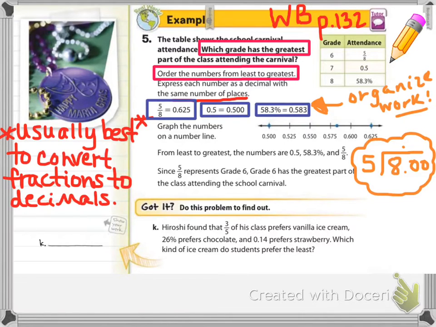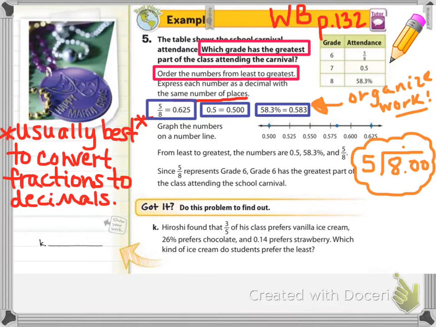So in this case, it would be easiest to change all three numbers to a decimal and then make sure the decimals have the same number of places. Okay, so you're trying to find out which grade has the greatest part of the class attending the carnival. Once you know the greatest, technically you can stop, but you need to compare all three.